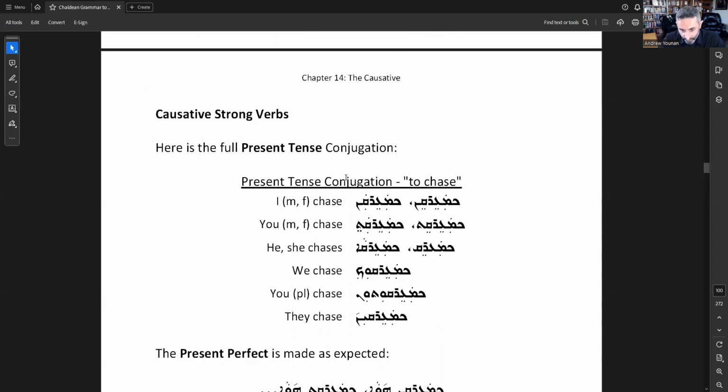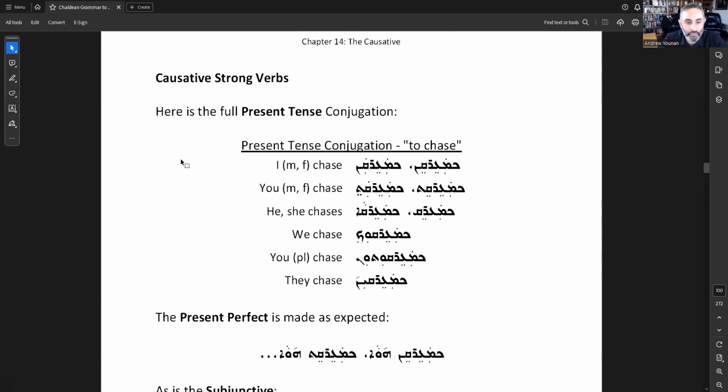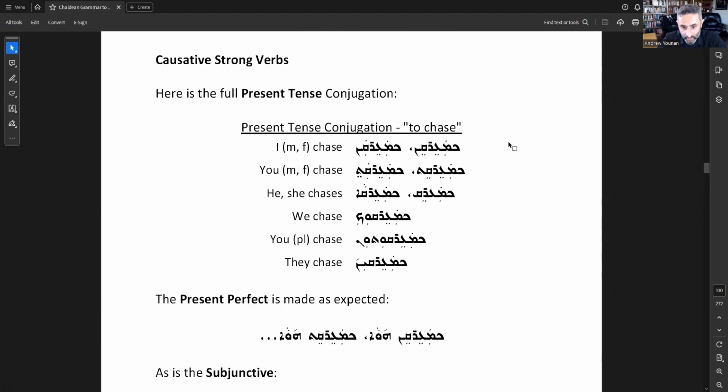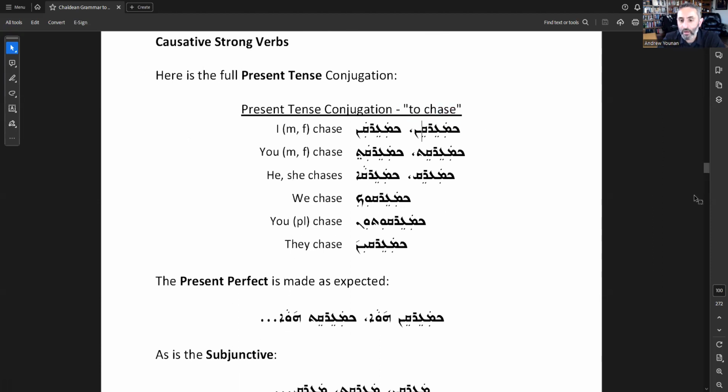So now let's look at the full fleshed out form of this. Here's the full present tense conjugation of a causative strong verb, just using the example to chase. Raqa is to run. Ma'riq is to chase. So here's the present tense. Kma'arqan. Kma'arqat. Kma'riq. Kma'arqa. Kma'arquch. Kma'arqutun. Kma'arqi. As you'd expect, the kap still means the present tense.